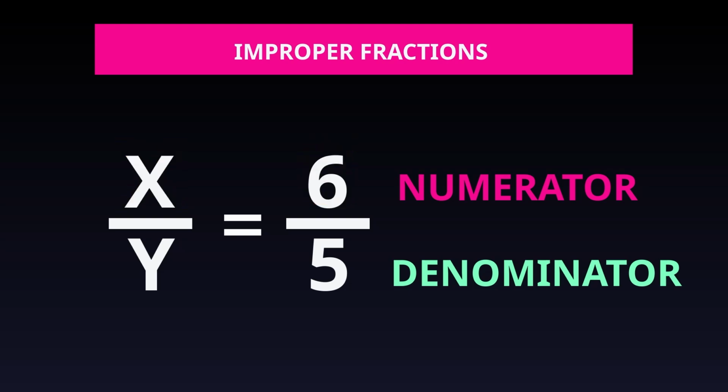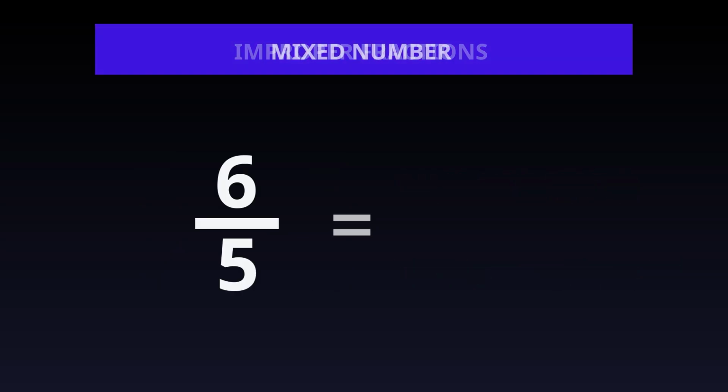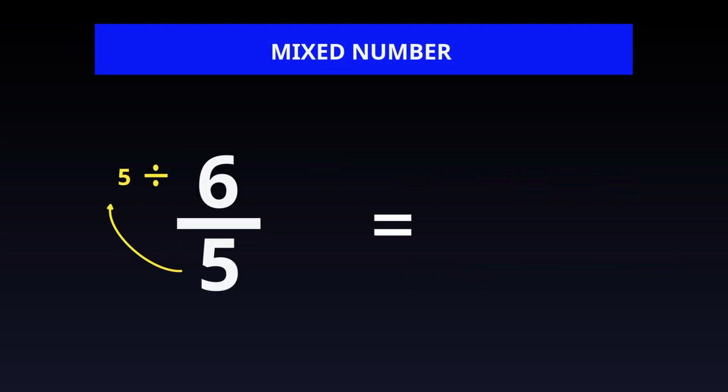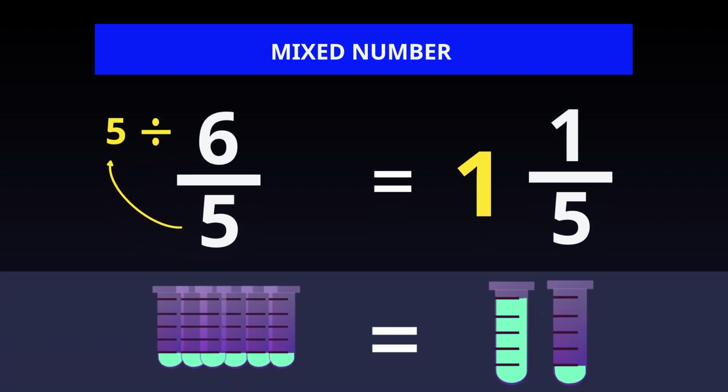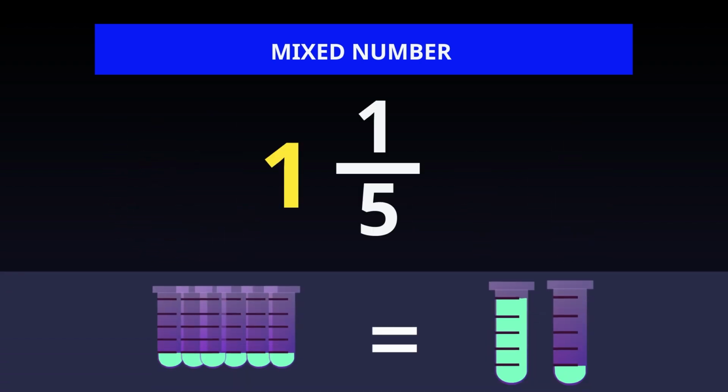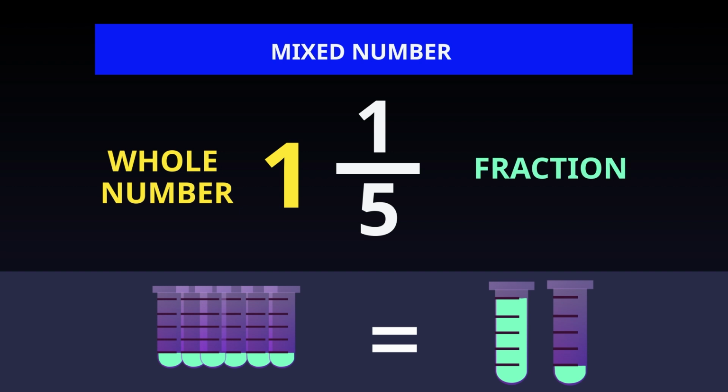However, in fractions, we always simplify the answer, and in this case, we will convert the improper fraction to a mixed number. Take the previous example of 6/5. When converted to a mixed number, it will be written like this. This can be rewritten as 1 and 1/5, and we read it as 1 and 1/5. It's called a mixed number because it has a whole number and a fraction.